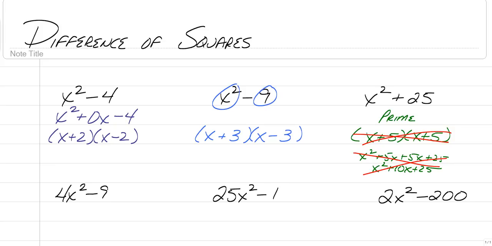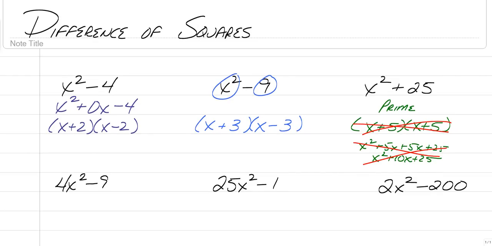Okay? Going on to the next row. We get something a little bigger, but it's still going to be the same thing, because 4x squared is still a perfect square. So the square root of 4 is 2, and the square root of x squared is x, and the square root of 9 is 3. So you're going to have 2x plus 3 and 2x minus 3.